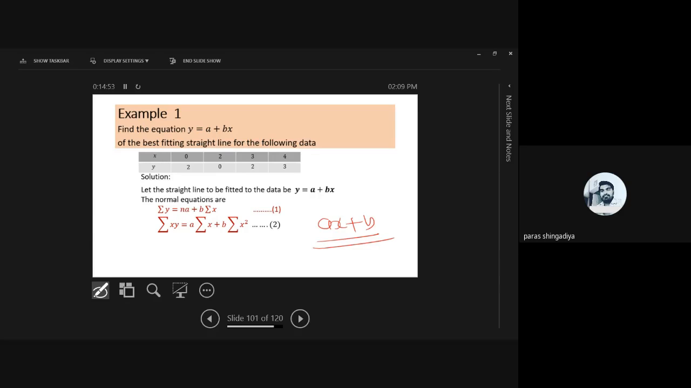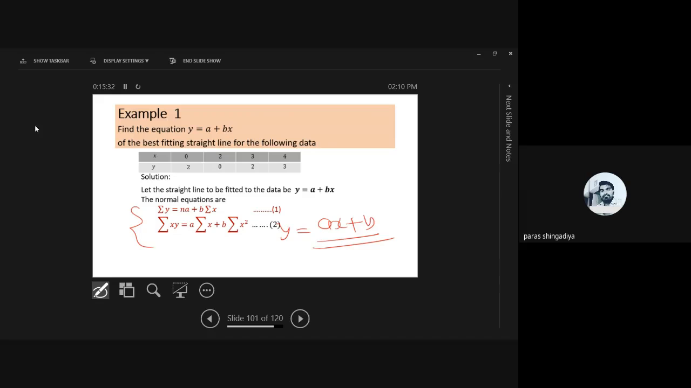You will multiply sigma to the first equation y is equal to ax plus b, and then multiply x to this equation, and then these equations will be modified. Equations will be changed if we consider the ax plus b form. Right now we have derived these equations for a plus bx, and both are the same. Meaning of both equations is a straight line only. So consider both equations here: sigma y is equal to na plus b sigma x, and second is sigma xy is equal to a sigma x plus b sigma x square. Okay, that is the first step.